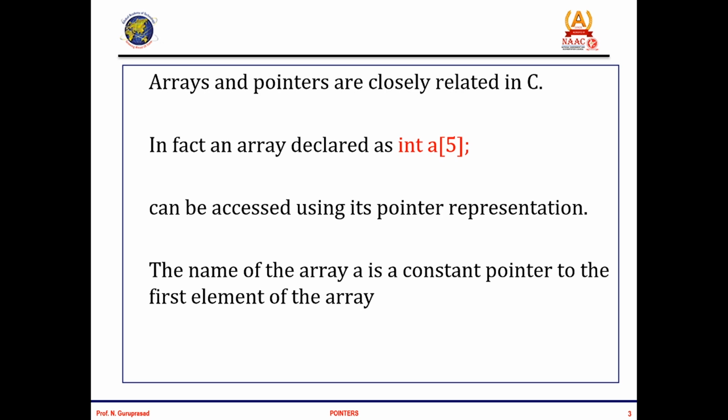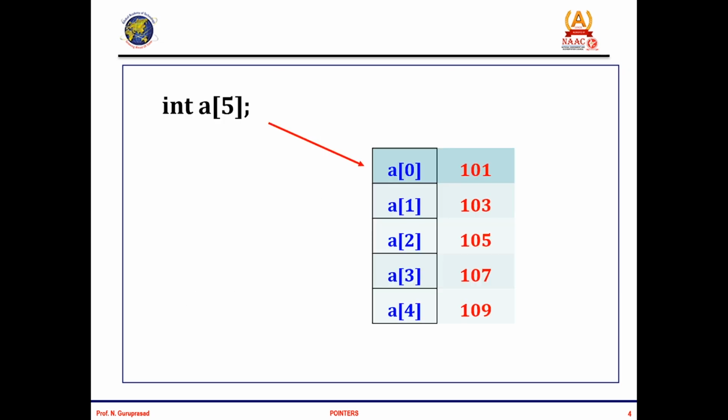But the important difference between them is that a pointer variable can take different addresses as values, whereas in the case of an array, it is fixed. So that's the fundamental difference. I reiterate, a pointer variable can take different addresses as values. On the other hand, in the case of arrays, it is already fixed.